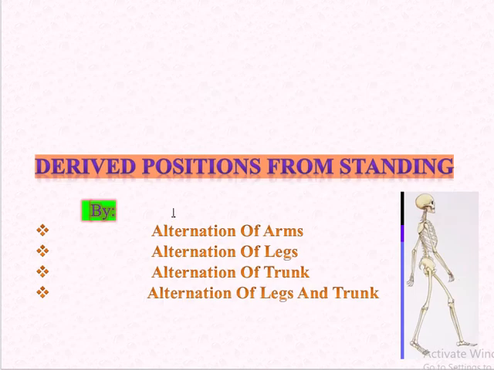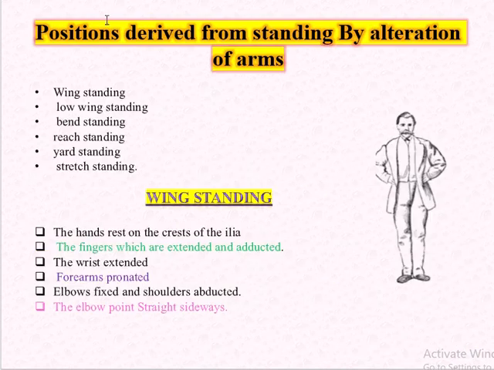Now we discuss positions derived from standing by modification. You can say by alterations of arms, alteration of legs, alteration of trunk, and alteration of legs and trunk. Now one by one we discuss these positions. Positions derived from standing by alteration of arms: wing standing, low wing standing, bend standing, reach standing, yaw standing, and then stretch standing.